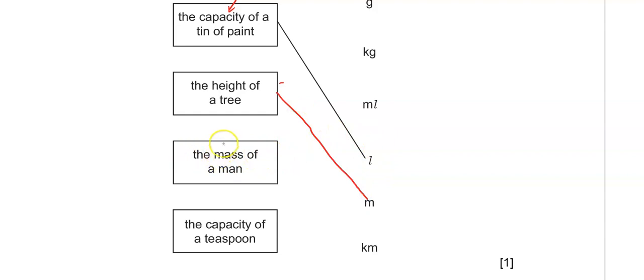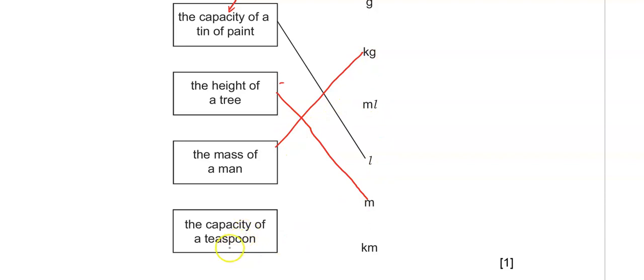Mass of a man. The units for mass are grams, kilograms, or tons. Of course, a man cannot be grams or tons. A man can only be kilograms. So kilogram is here, so we draw a line to kilograms.